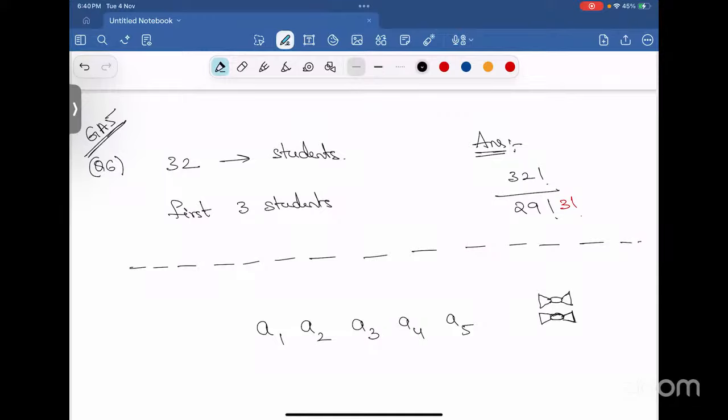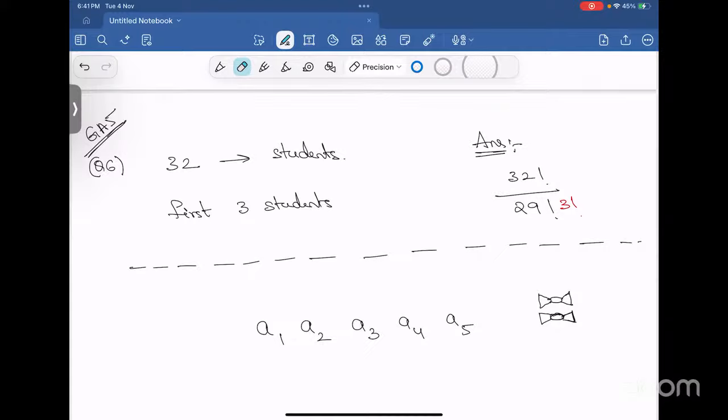Now, what are the possibilities? Actually, I used the permutation concept because it was given that it will be the first 3 students. The same thing, no? Just now we discussed. The first student and the third student, both of them will get the award, right? There is no first rank or third rank. Rather, it is the first 3 students. So all 3 will get the same award.